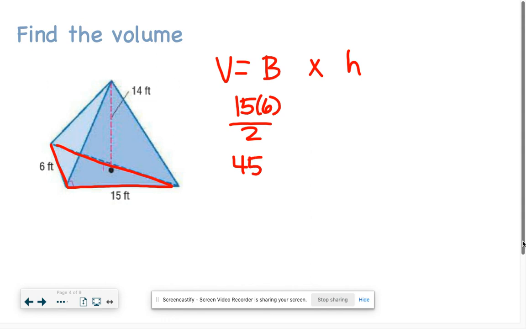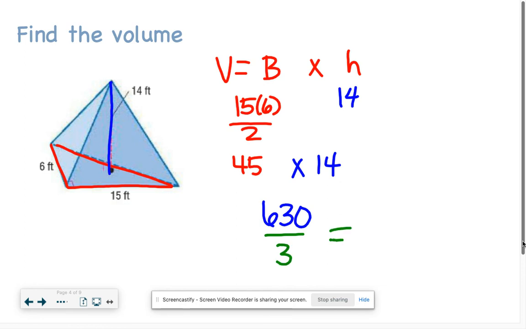Now our height from the vertex to the base is 14. So take 45 times 14, we get 630. Is that my final answer? No, because it's a pyramid and we need to divide by 3. Divide that by 3 and we should get about 210 feet cubed.